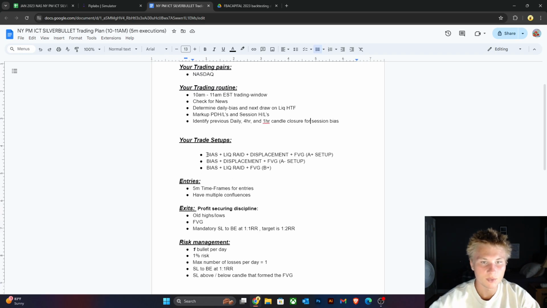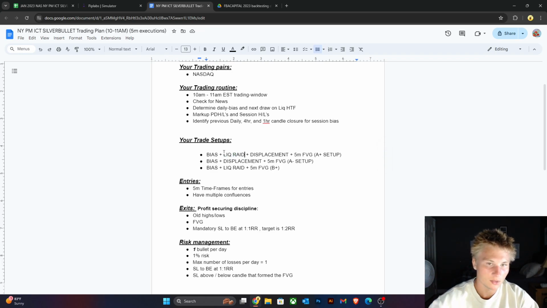But here are going to be my setups. My A+ setup will be bias plus liquidity raid plus displacement plus 5-minute fair value gap, and that will be the A+. The A- setup will be bias, displacement, 5-minute gap, no liquidity raid.